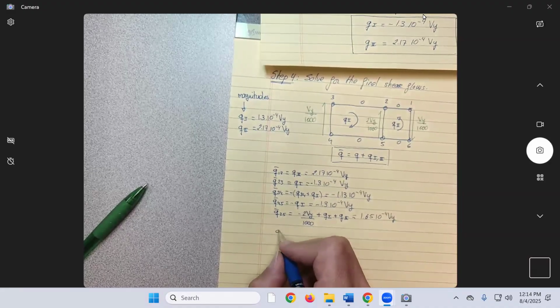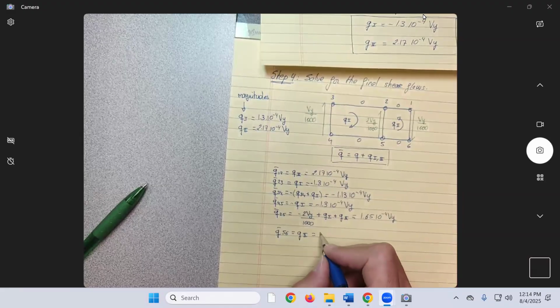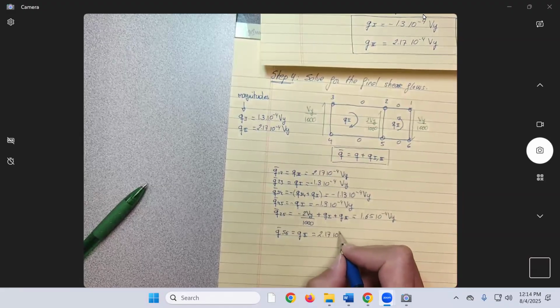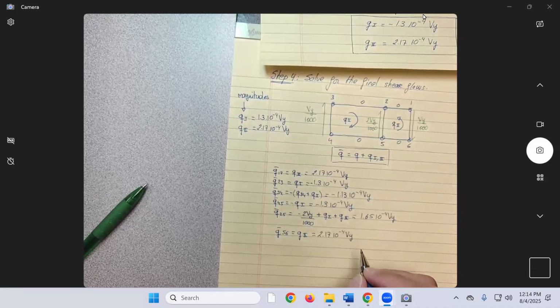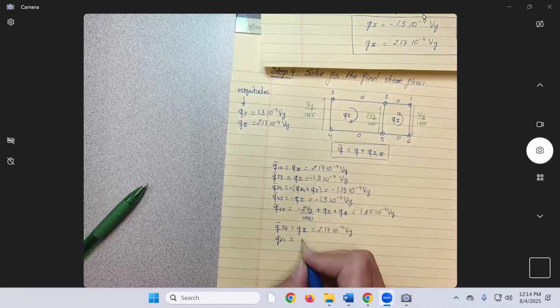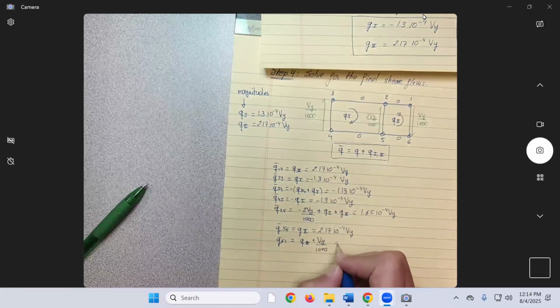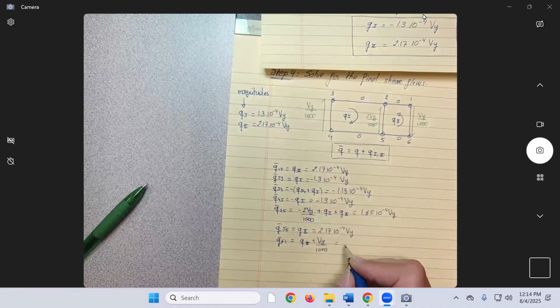Then Q bar 56 should be equal to what? Q2, which would be 2.17 10 to the minus 4 Vy. And finally, Q bar 61 will be equal to what? Q2 plus Vy over 1000, which should give you 1.22 10 to the minus 4 Vy.